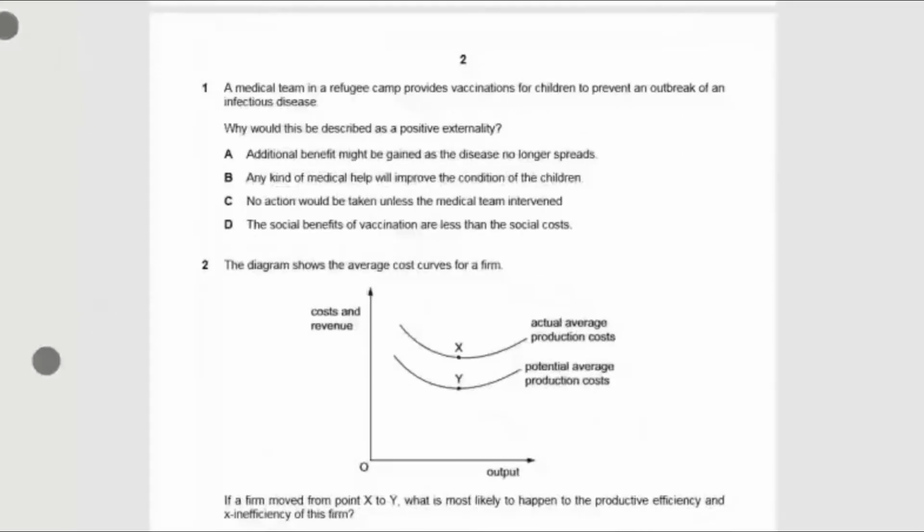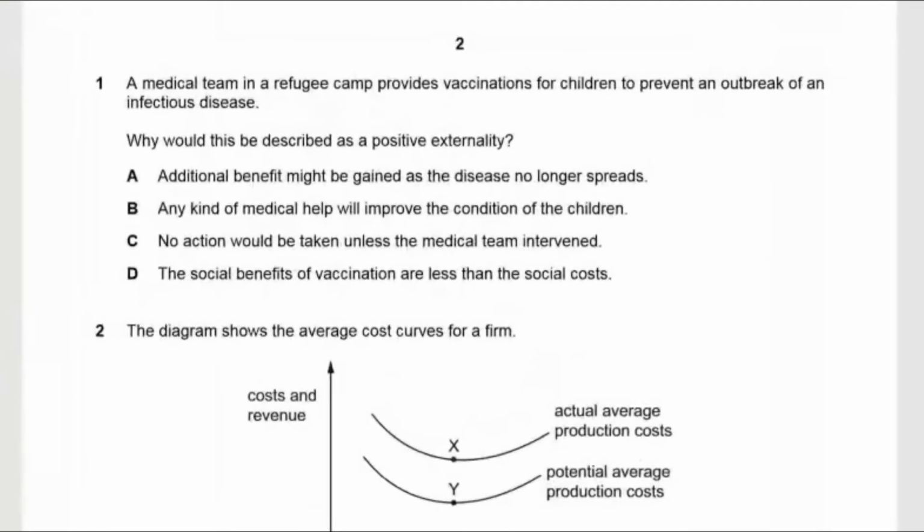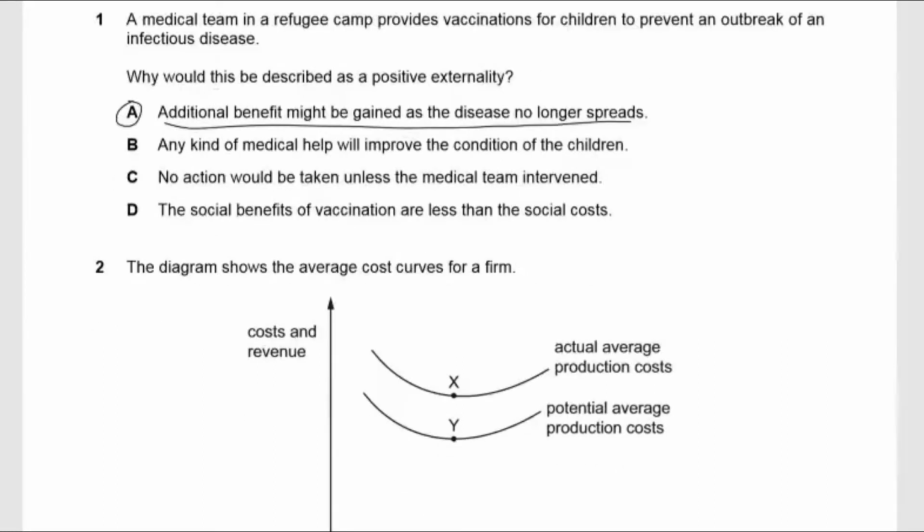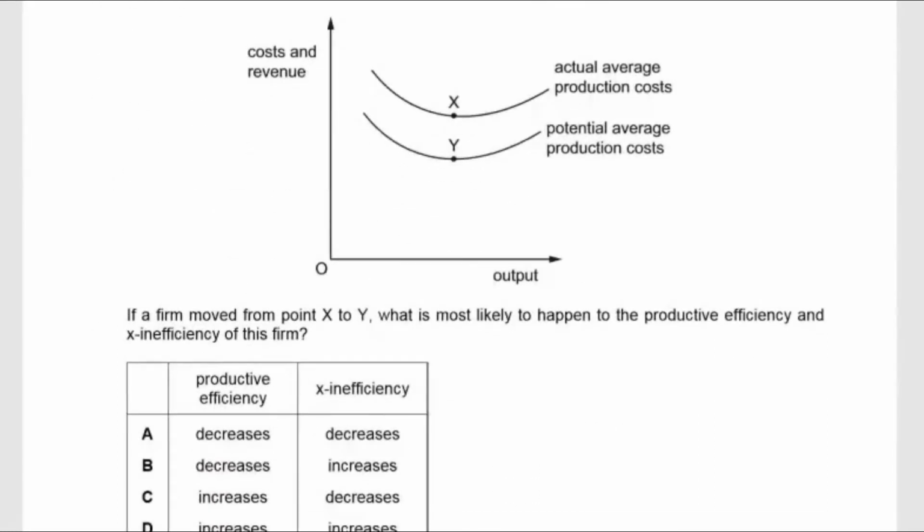The question number 1 is: a medical team in a refugee camp provides vaccinations for children to prevent an outbreak of an infectious disease. Why would this be described as positive externality? A is the correct answer. It says additional benefits might be gained as disease no longer spreads. So it means a third party will benefit from it. Now we can move to question number 2.